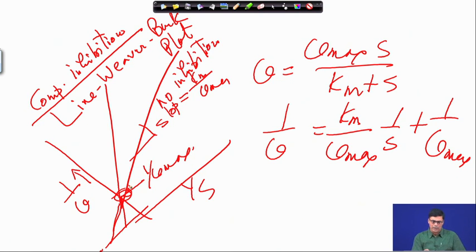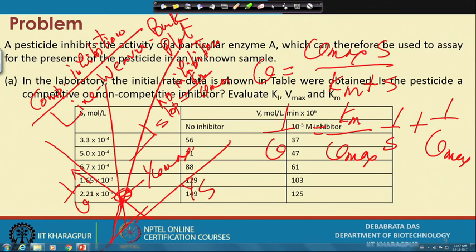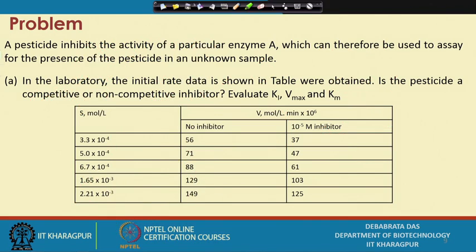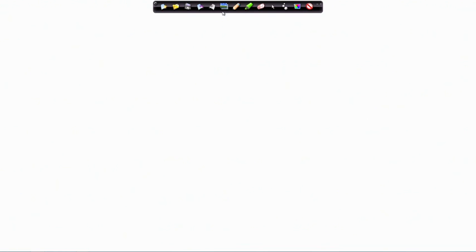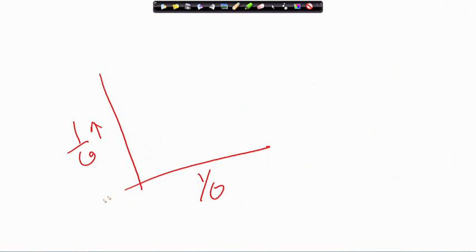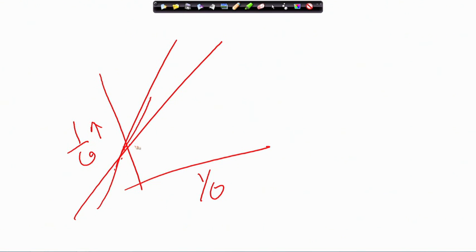So what shall we have to find out? In this particular problem we can find out the nature of the plot, and from the nature of the plot we can find out whether it is competitive. If the lines go through the same point of intersection, like this, then we call it competitive inhibition.